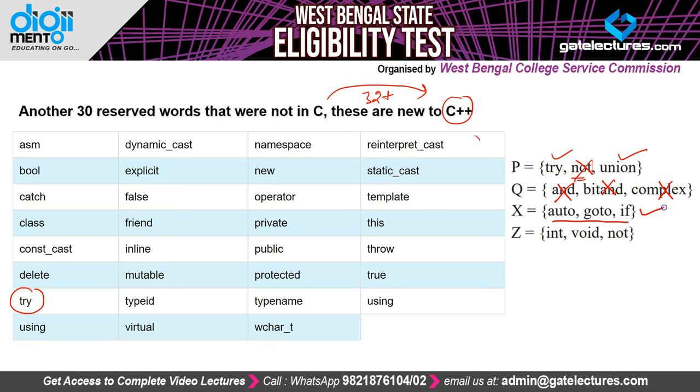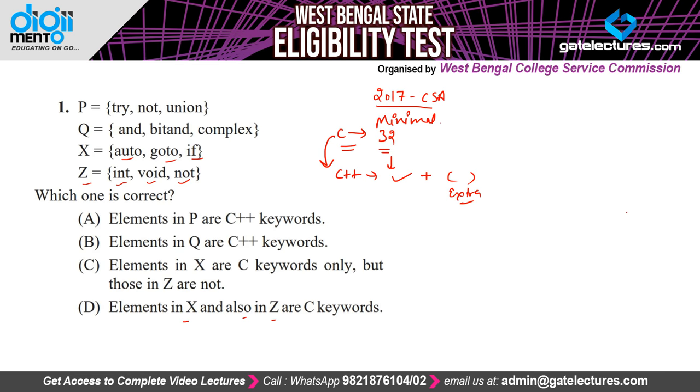All these three keywords are present in C++. Int is present, void is present, and not is not present. So this X is the only set which has the keywords present in C language as well as in C++, but the other sets are not having any keyword which is present. I mean, they may be having some keywords which are not present in any of these languages.